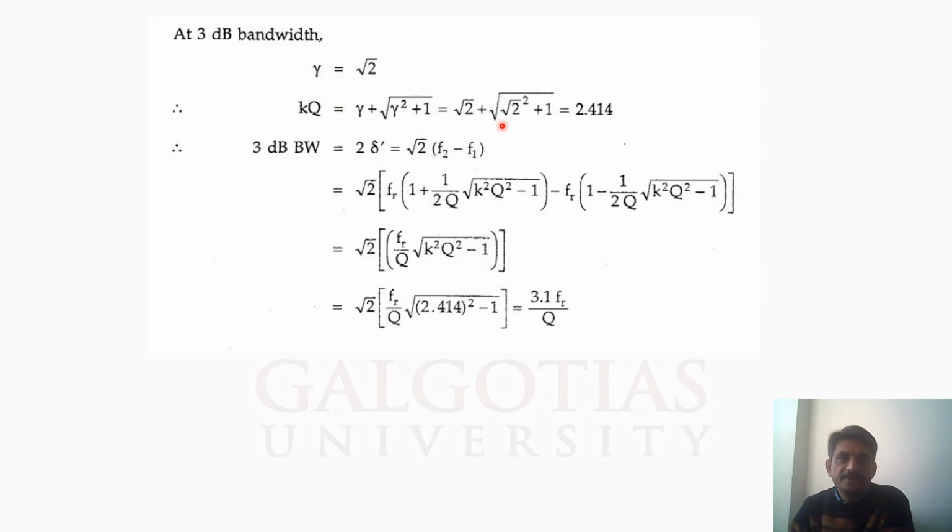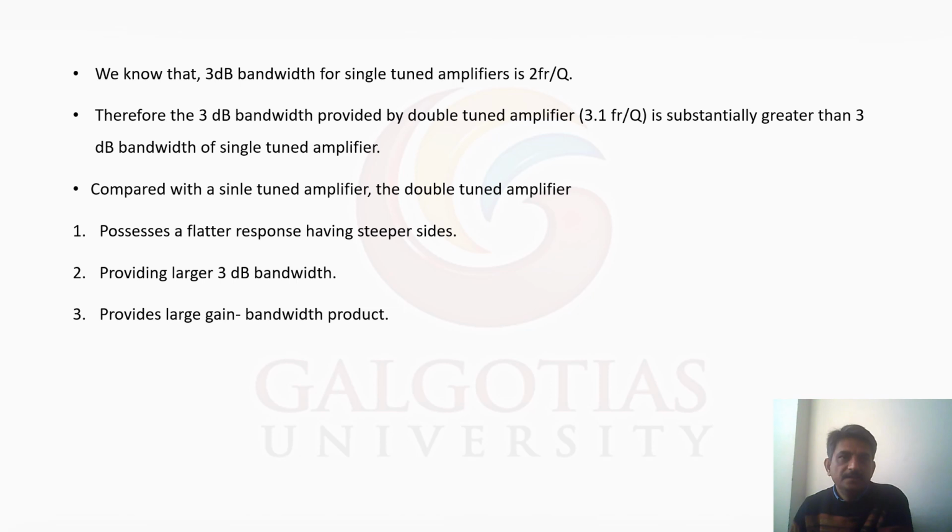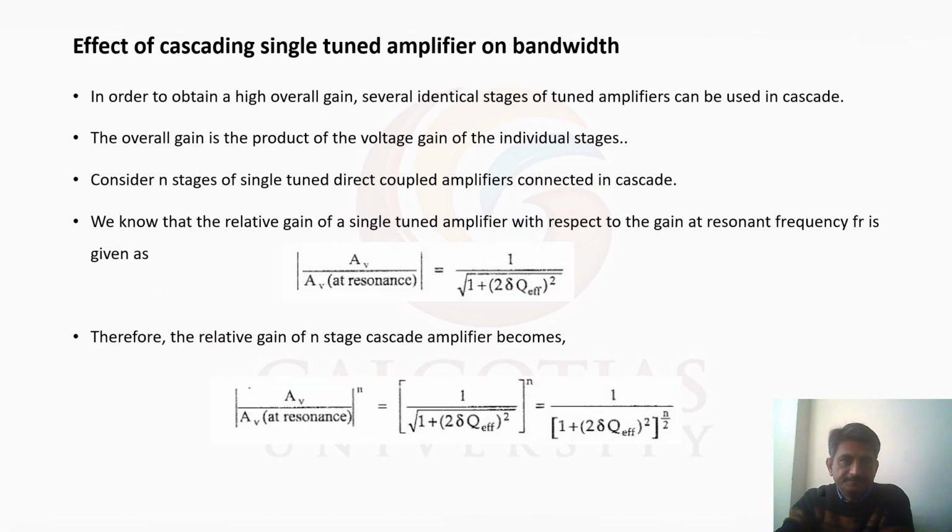So we can substitute the value of gamma over here, and the 3 dB bandwidth will get the value 3.1 FR upon Q. We know that the 3 dB bandwidth for a single tuned amplifier is 2 FR upon Q. Therefore, the 3 dB bandwidth provided by the double tuned amplifier, 3.1 FR upon Q that we have just proved, is substantially greater than the 3 dB bandwidth of the single tuned amplifier. Compared to the single tuned amplifier, the double tuned amplifier possesses a flatter response having steeper sides, providing large 3 dB bandwidth and a large gain bandwidth product.